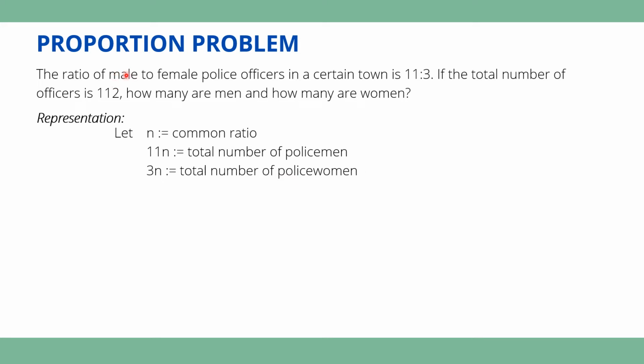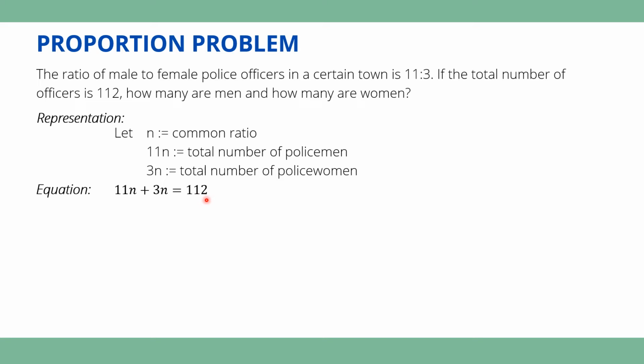So male is to female, which means 11 is to 3. So 11 for policemen and 3 for policewomen. Then let's proceed to the next statement. It says the total number of officers is 112. So let's write our equation. Therefore, our equation will be 11n plus 3n is equal to 112. So that is our working equation.